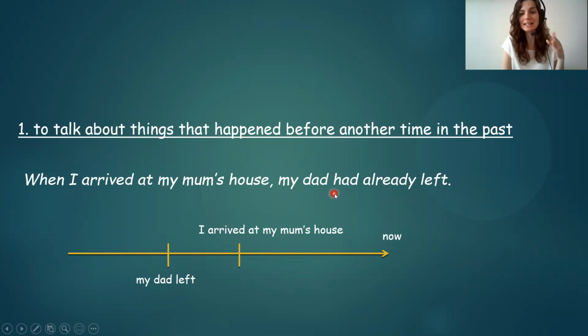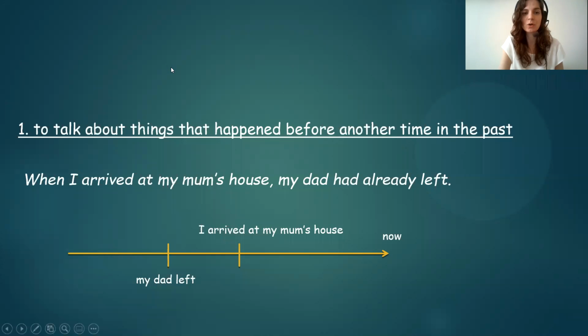So my dad had already left is in the past perfect because we want to express that this thing happened even before I arrived at my mom's house. All right, so this is why we say when I arrived at my mom's house, my dad had already left. So it happened even before I arrived. All right, guys, perfect. I hope it's clear.